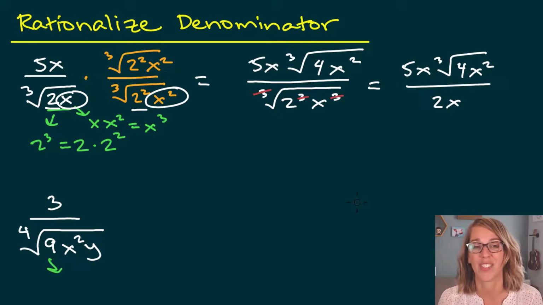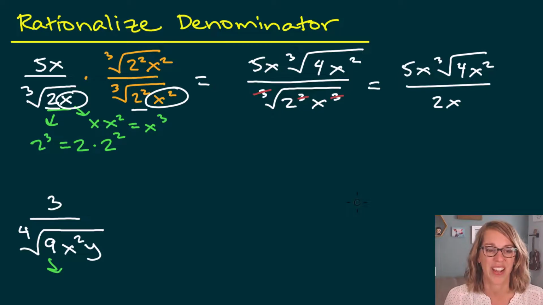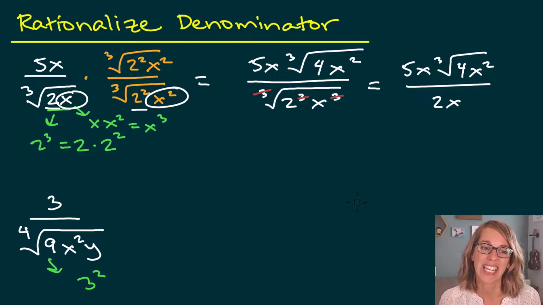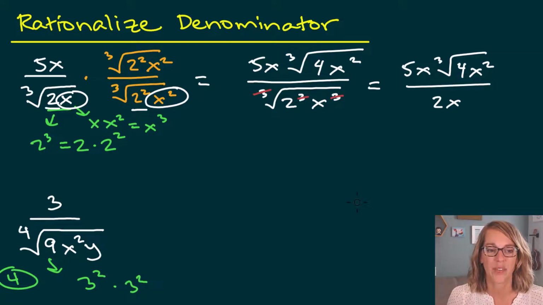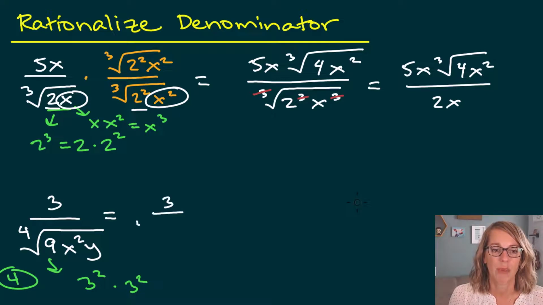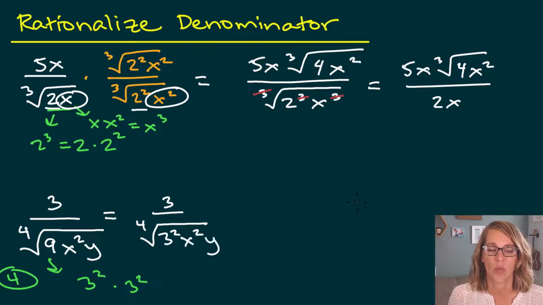The variables actually turn out to be really, really easy. Well, the 9 is already something squared, right? The 9 is 3 squared. So as I think about what I need to get to these 4th powers, I need to multiply in another 3 squared. So let's go ahead and rebuild this one. I'm going to actually rewrite it first using powers. So I've got the 4th root of 3 squared x squared y.